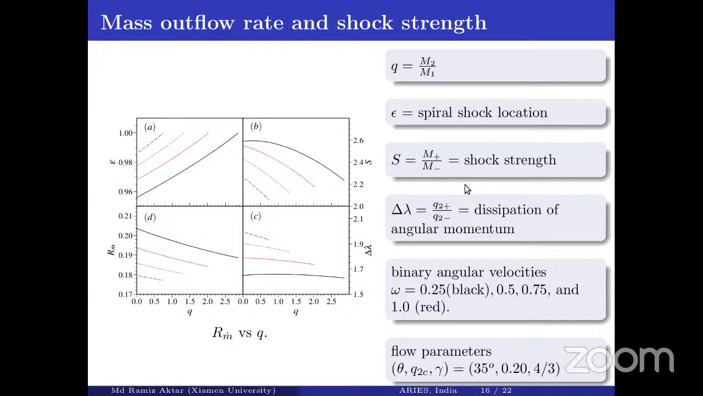That means if the mass is increasing, Q is also increasing, so the gravity term, or the tidal force due to the secondary mass, is increasing. That's why R M dot, the mass outflow rate, is decreasing here. You can also see a similar trend for shock strength and the dissipation of angular momentum, because if there is a strong shock present in the accretion flow, there will be higher dissipation of angular momentum in the flow. So we can see shock strength as well as the dissipation of angular momentum from our model.